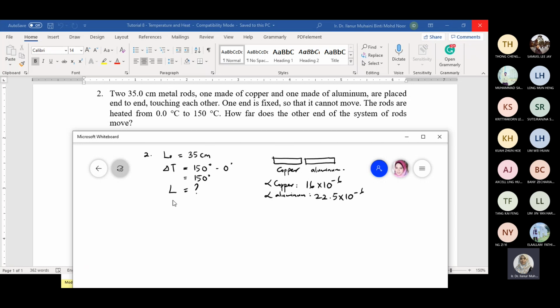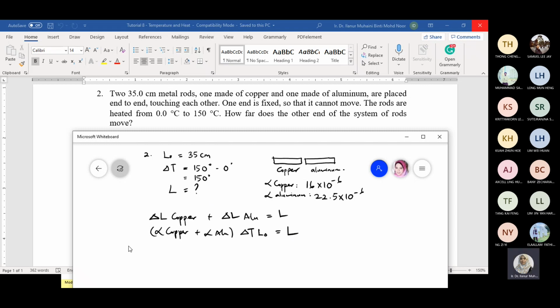Okay, after that the formula: change of L copper plus change of L aluminium equal to L. Then alpha copper plus alpha aluminium, put in bracket, multiply with change of T times L0 equal to L.